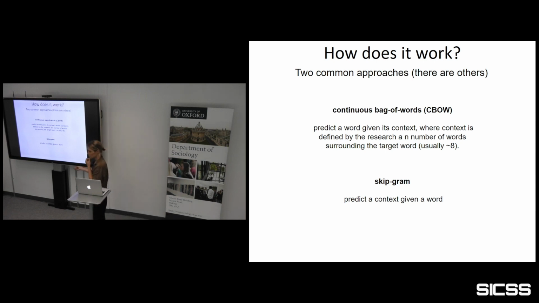So how does it work, right? How do these word embedding models actually work? There's two different approaches. There's a continuous bag of words and a skipgram approach.